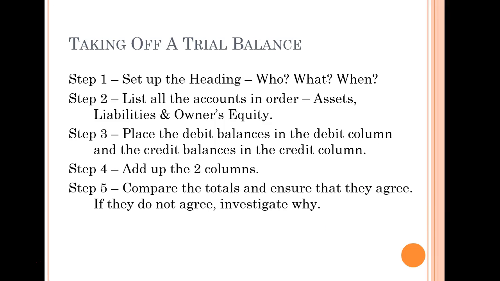So here are the steps. So you can write down, again, pause me, write down the blanks, and then unpause me. So just like I said, step 1 is the heading, who, what, when. Step 2 is list all the accounts in order. Step 3, place the debit balances in the debit column and the credit balances in the credit column. Step 4, add up the two columns. And then step 5, compare the totals and ensure they agree. And if they don't agree, you need to investigate why. So figure out, why doesn't this balance?